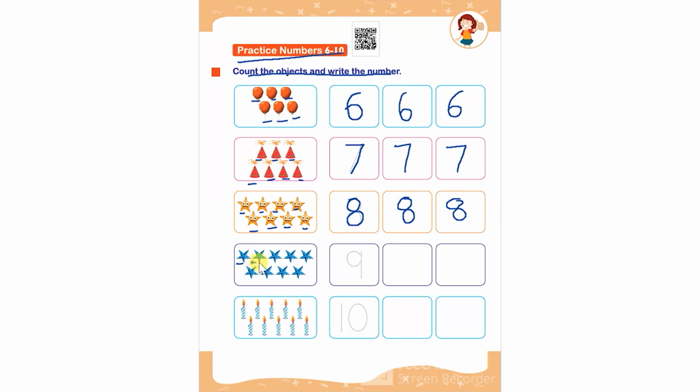Next 1, 2, 3, 4, 5, 6, 7, 8, 9. Here there are 9 objects. So the child has to trace the number 9 and then they have to write it on their own in these 2 boxes. After that there are 1, 2, 3, 4, 5, 6, 7, 8, 9, 10. There are 10 objects over here. So the child has to trace the number 10 and then they have to write it in these 2 boxes.